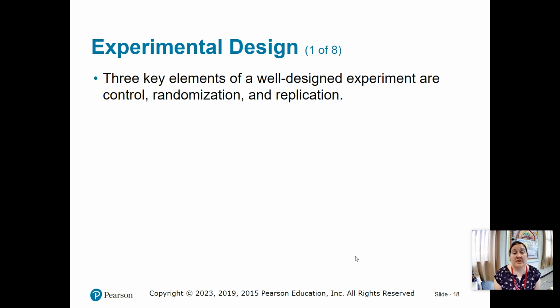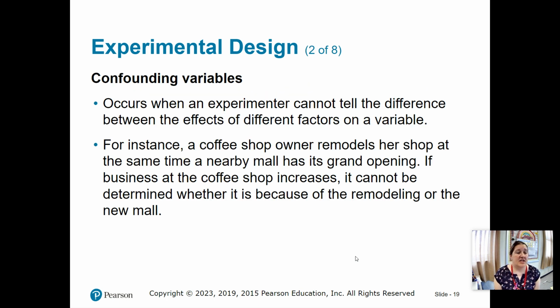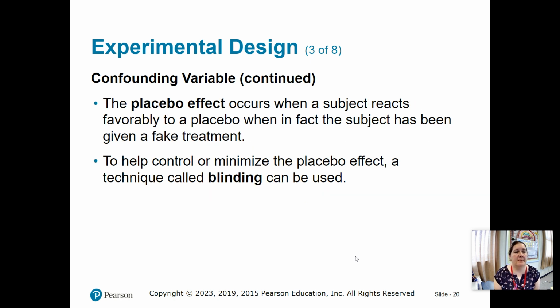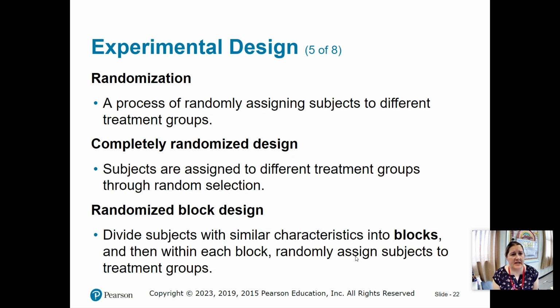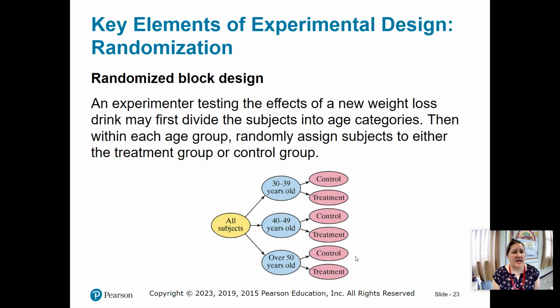But three key elements of a well-designed experiment are making sure you have control, randomization, and replication. Control helps us not have confounding variables. You can pause and read the example, and figure out what placebo effect and blinding mean and why we do blinding and double blind. But randomization is going to happen every single time. We want to be ethical about this process.